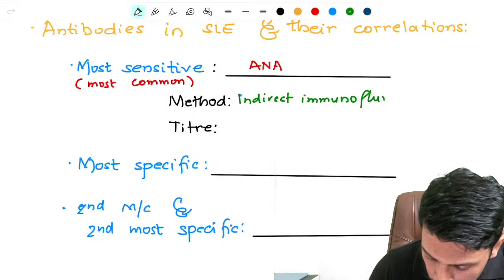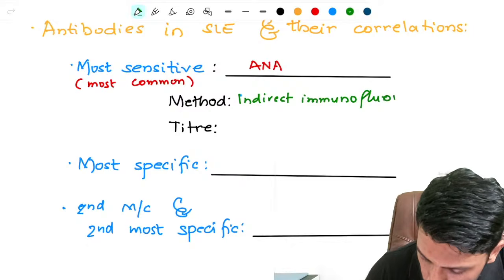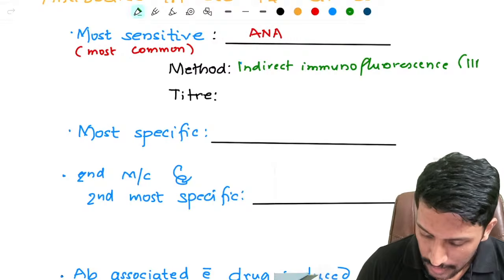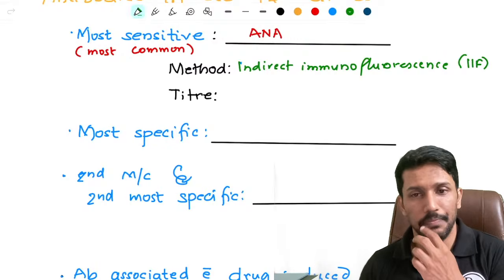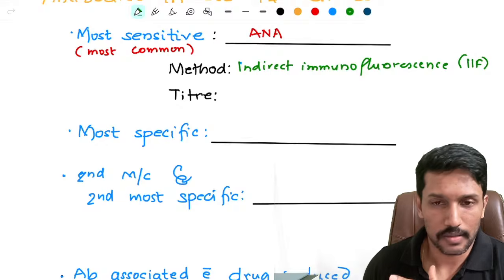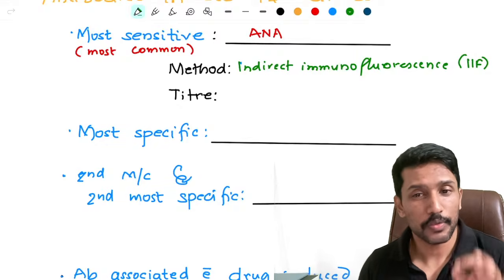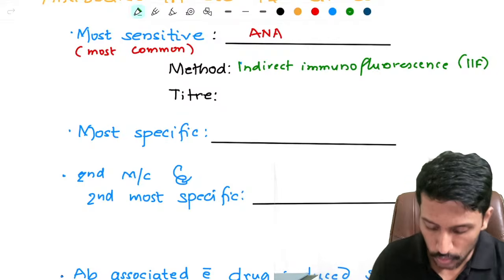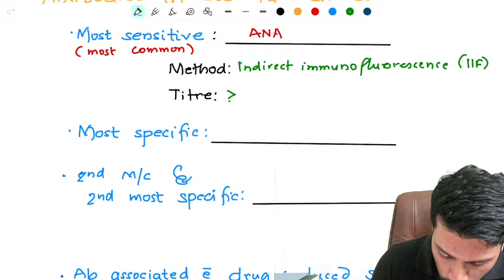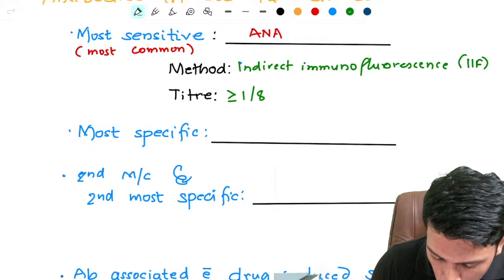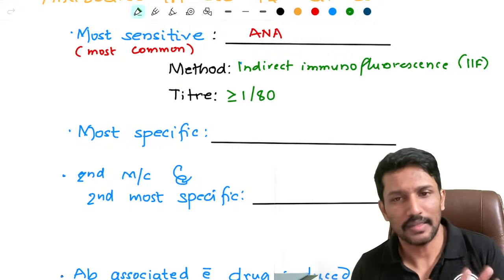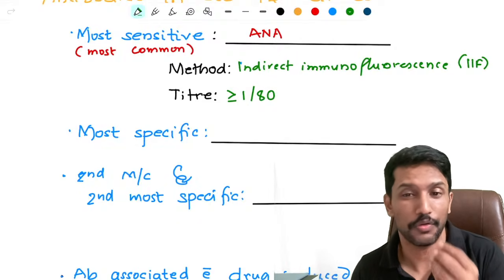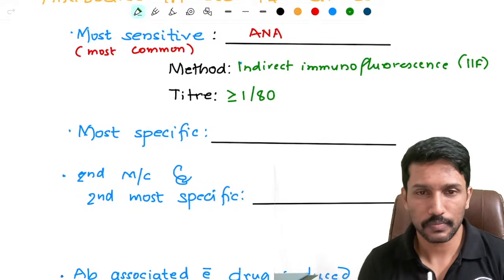And even when it is done with indirect immunofluorescence, usually abbreviated as IIF, a 1:40 titer may be positive in 5% of the population who do not have any autoimmune or rheumatological disorders. So to call it significantly positive, you need to have a titer of more than or equal to 1:80. Anything less than that is not considered significant. 5% of the population may turn positive if you hold a lower titer.